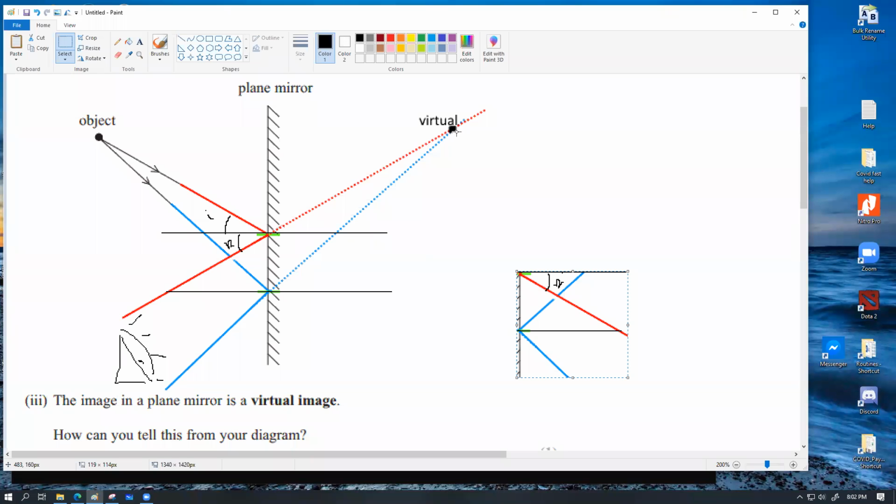But the mirror is basically a reflector surface. There is not a different world inside that mirror. You're not seeing a real thing. You're seeing the position of that object over here.